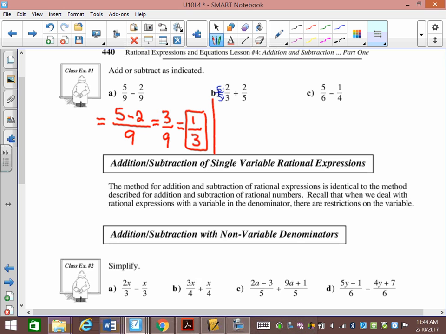So we're going to multiply this one by 5 over 5, and we're going to multiply this one by 3 over 3. Then we'll have common denominators of 15. So on the top, we have 5 times 2, which is 10 over 15, plus 2 times 3, which is 6 over 15. And so it equals all over 15, because we have a common denominator now. And then we just do the operations to the top. 10 plus 6. So you get 21 over 15.